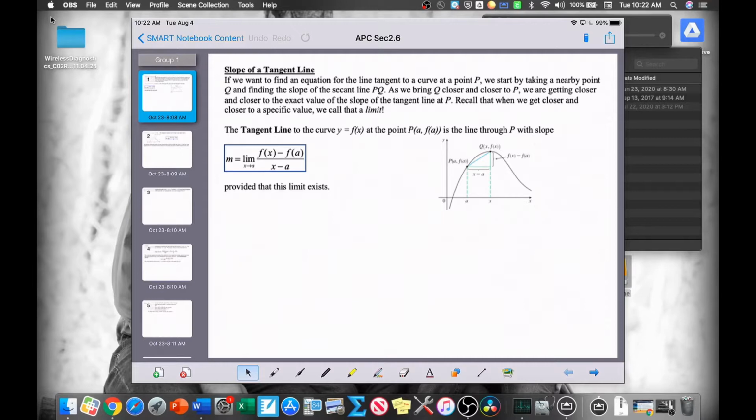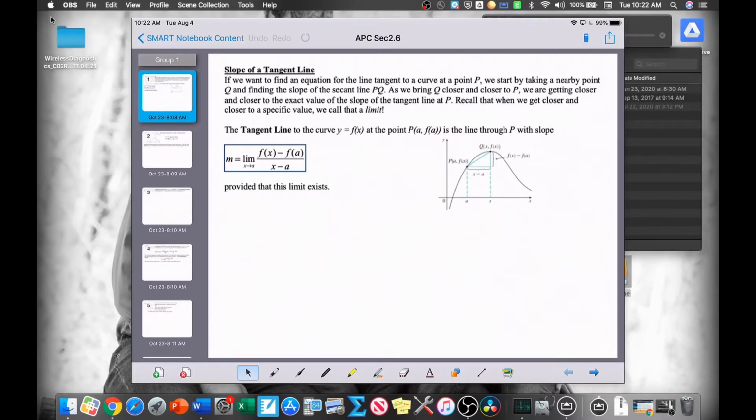Today we are going to be talking all about tangent lines, slopes of tangent lines, equations of tangent lines, and how all these things are related to each other in terms of calculus. So we begin with discussing the slope of a tangent line.